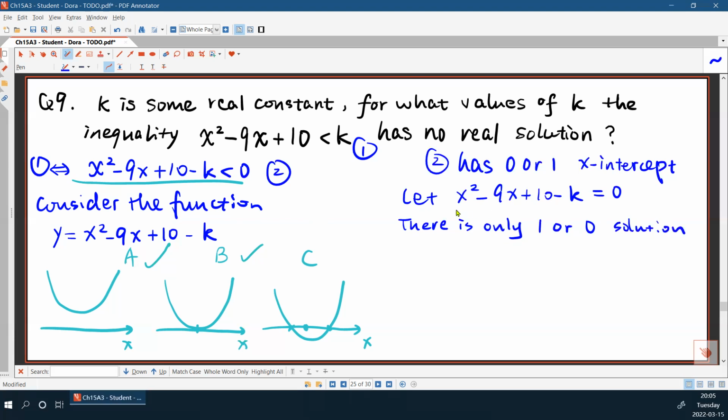Okay, apparently this is a quadratic equation. In which circumstance is there only 1 or 0 solution? That depends on the value of delta, right? Can you follow me? Either delta is greater than 0, equals 0, or less than 0. If there is only 1 or 0 solution to this quadratic equation, which one is correct?